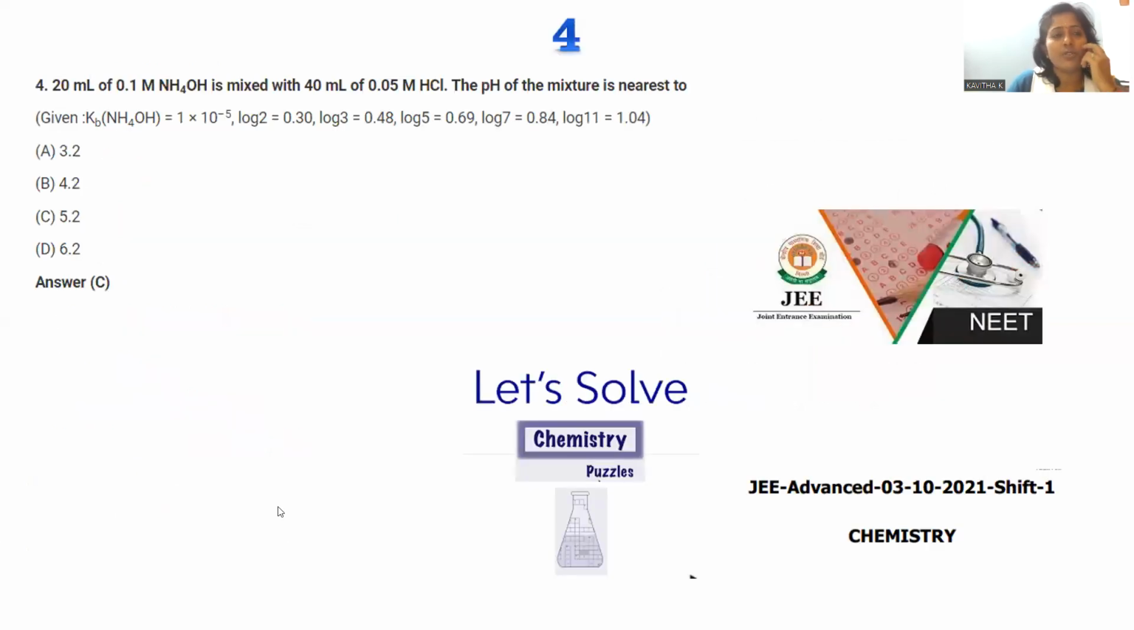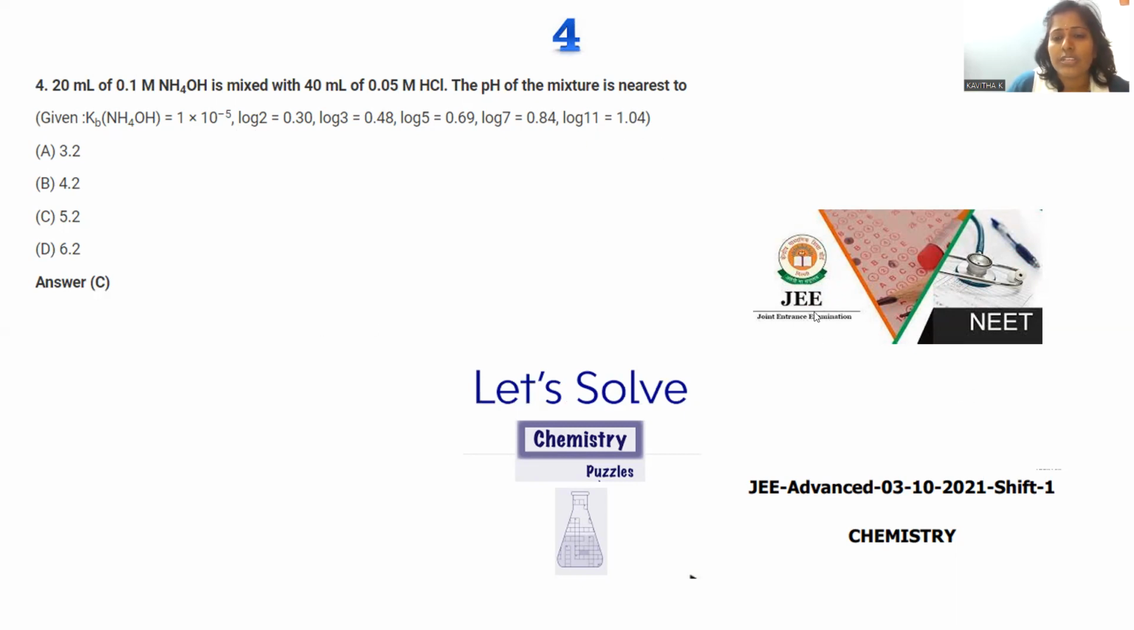And another question, question number 4. 20 ml of 0.1 molar ammonium hydroxide mixed with 40 ml of 0.05 molar hydrochloric acid. pH of the mixture is nearest to. Here pH to be predicted. The problem given is a determination of pH. Okay. Here Kb value of ammonium hydroxide is given as 1 into 10 to the power minus 5. Log 2 value, log 3 value, log 5, log 7, log 11 values are provided to you.